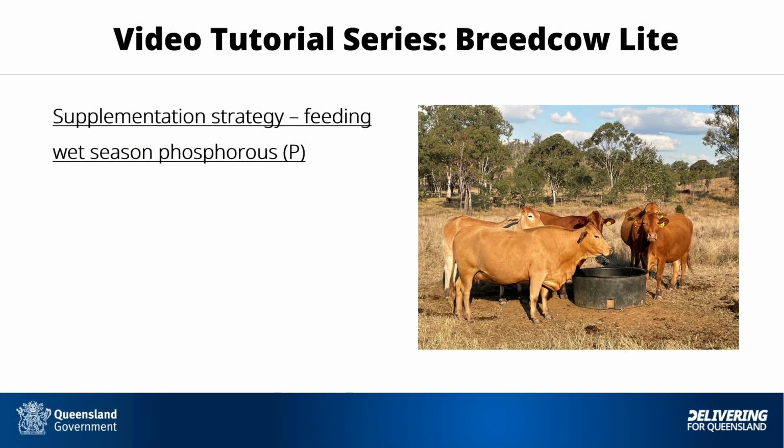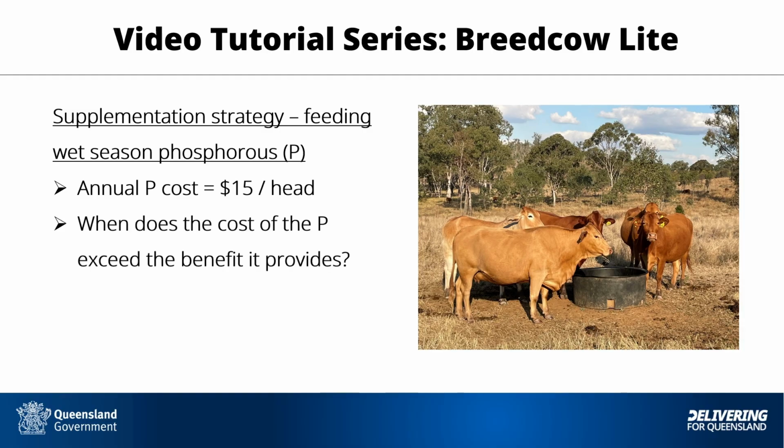Now we're going to continue on by analysing our second management strategy, feeding wet season phosphorus. We're going to compare a no supplementation example to a $15 per head example. Then we will do a break even to determine the max cost we could pay with our assumed improvements. Again, this is an important decision for graziers to analyse, as by utilising effective supplementation, livestock performance and profit can be improved depending on their deficiency level.